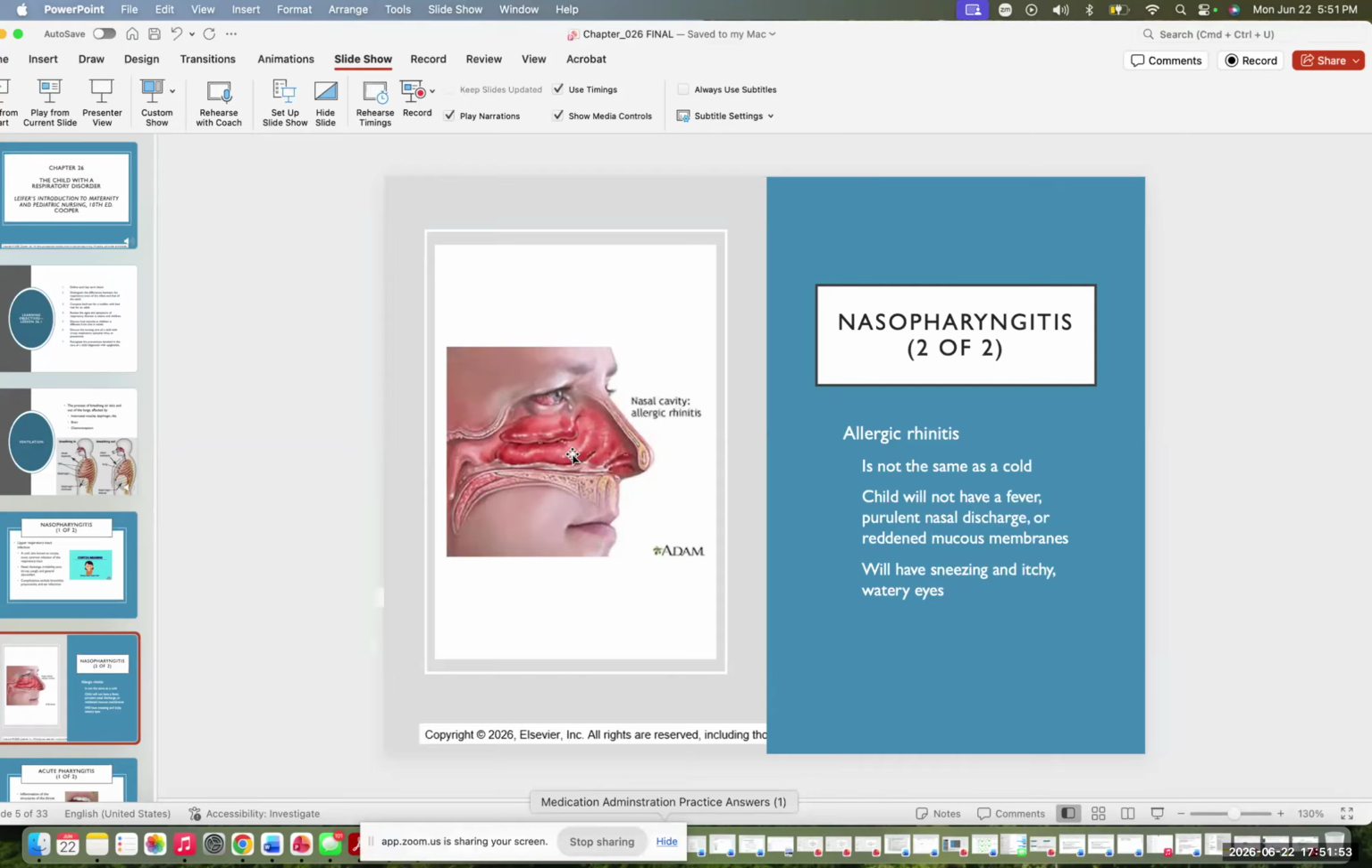And what happens again with inflammation? Redness, edema, okay? You start getting those cytokines triggering and making all of this area pretty boggy. So children will not have a fever. They'll have purulent nasal discharge and mucous membranes that are red, okay? And Ava's right. They'll have sneezing, itchy, watery eyes.